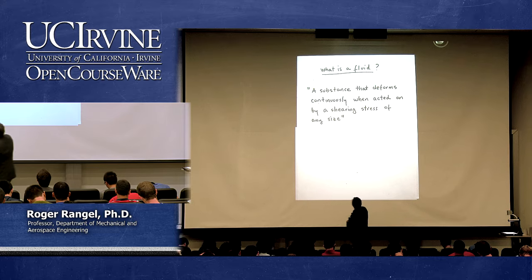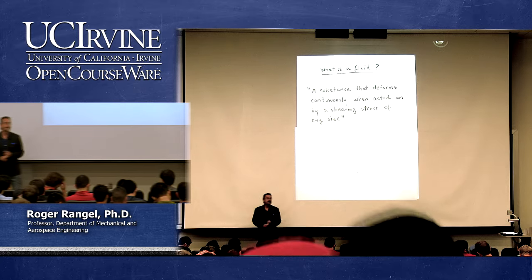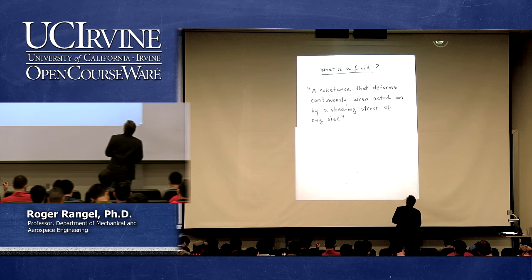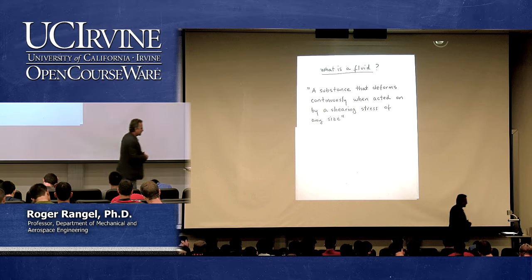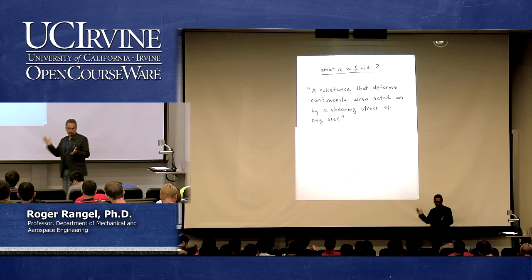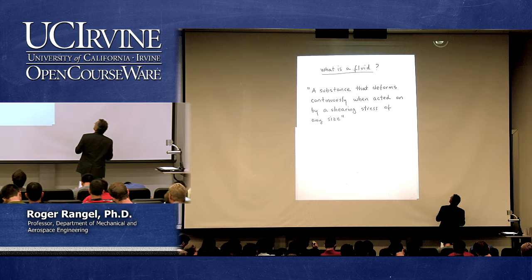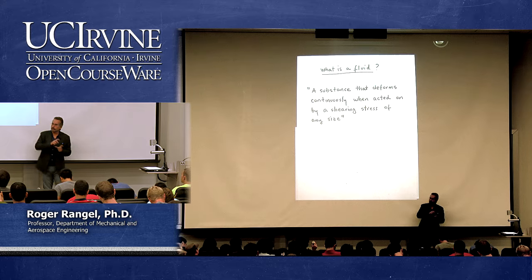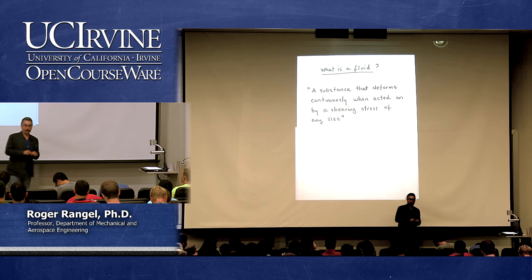A substance that deforms continuously when acted on by a shearing stress of any size. So, a couple of keywords here. Well, deformation, somebody mentioned that, something that flows. But there is deformation. However, a solid can also deform. So one of the key differences is this: continuously. So it continuously deforms when there is a shearing stress acting on it.